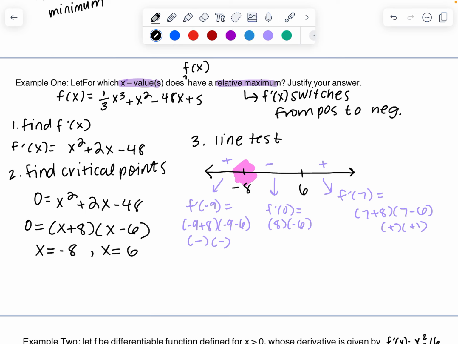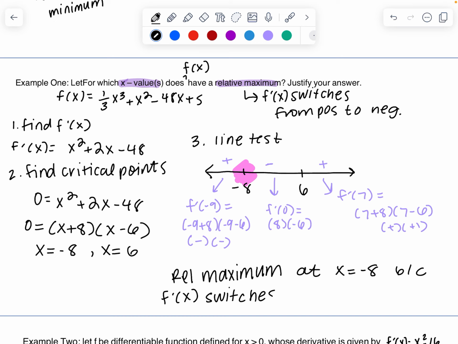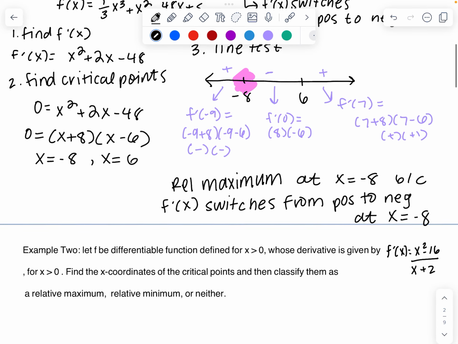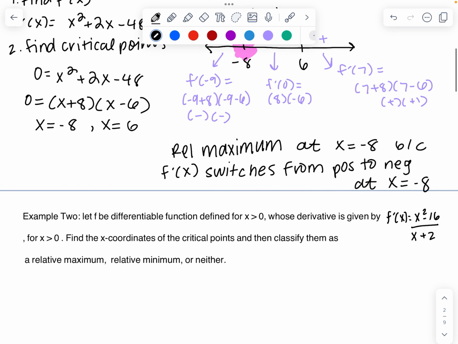So I'm going to say relative maximum at x equals negative 8 because f prime of x switches from positive to negative at x equals negative 8. Okay, moving on. So that's our first example. Let me know if you have any questions.